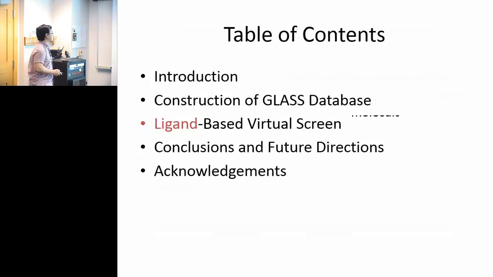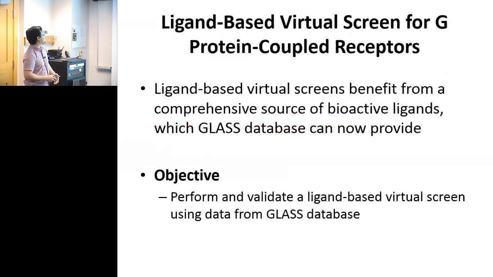Now the next thing here is a ligand-based virtual screen. I finally have a data set I can use for GPCR screening now. The goal here is to perform and validate a ligand-based virtual screen using data from the GLASS database. As I said previously, ligand-based virtual screens can really benefit from known data, but more importantly, we want data that is relevant, where the ligands are actually bioactive.